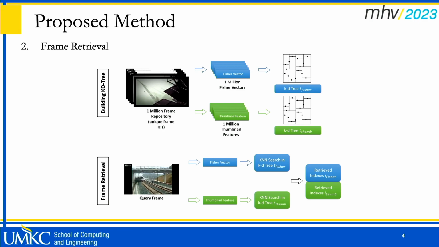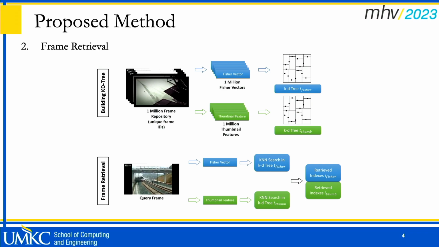We sample frames from each of the videos to generate a 1 million frame repository, and each frame in the repository will have a unique timestamp, a global timestamp, and a unique frame ID. And then we generate the Fisher vector for all the 1 million frames. We generate the 1 million thumbnail features, and then for each of the features, we build a KD tree for fast retrieval of the features. So the top part is building the KD tree. Now the bottom part is actually the frame retrieval, what we'll do during the test time.